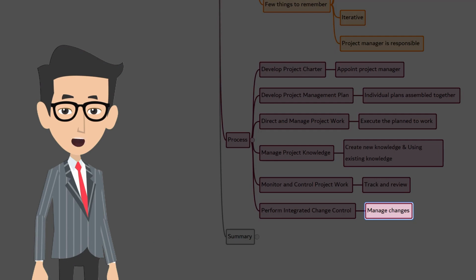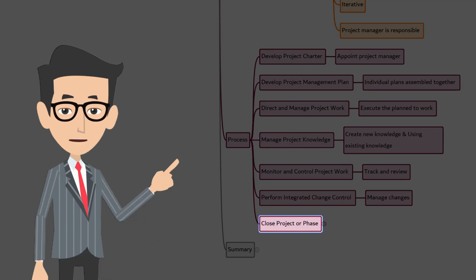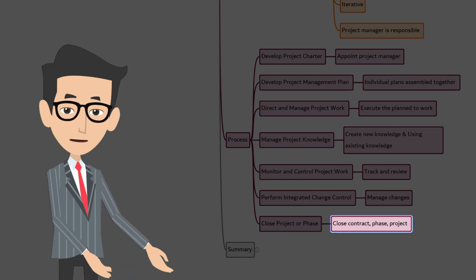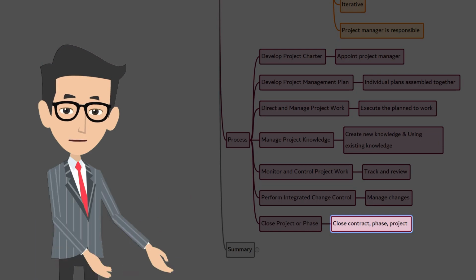The last one is close project or phase. It is the process of finalizing all the activities for the project, phase, or contract. It's about finalizing the activities for the project or the phase. In case there are any external contracts, then they need to be closed before closing the project. Of course, it's logical as well, right? You cannot close the project without closing the open issues.